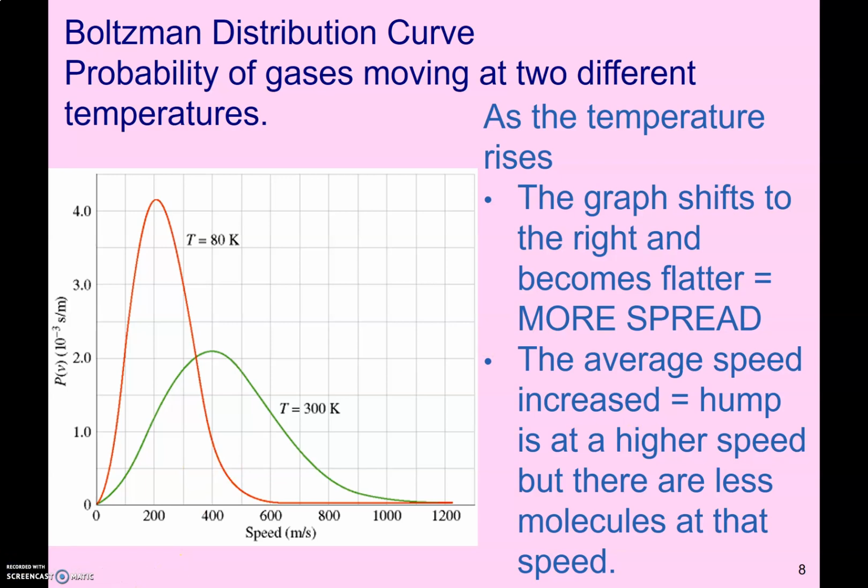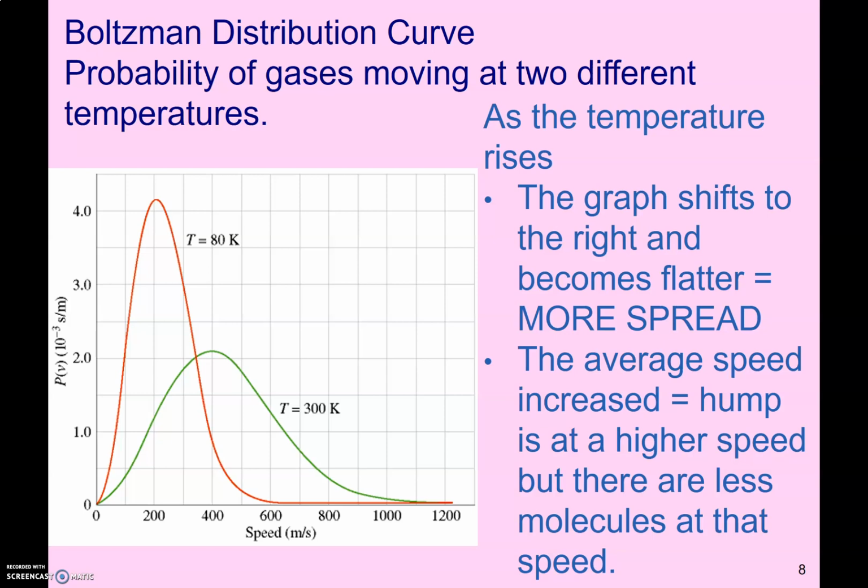Alright, so this is the last part of this lesson. And last year, 2 years ago, when I taught this topic, this curve caused a problem. And it's actually going to come back later in the course in one of the units. And this is called the Boltzmann distribution curve. And it shows the probability, okay, of gases moving at two different temperatures.